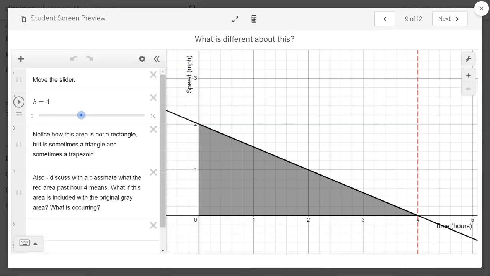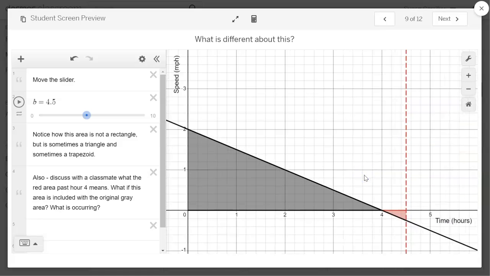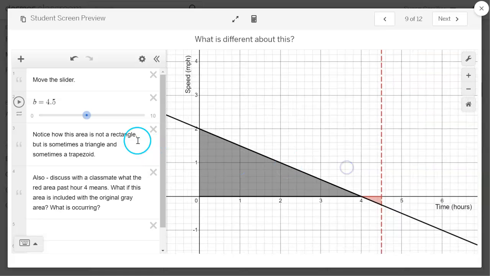Now we're back to the walking activity, but this time, instead of walking at a constant rate, what's happening? What is different? They will move this slider to move the boundary line on this graph over. You can scroll out to see more of this.